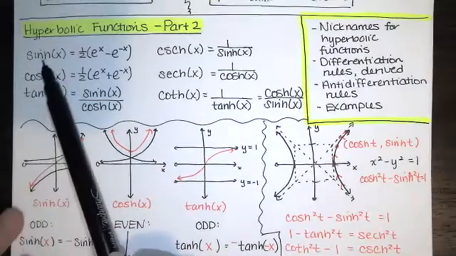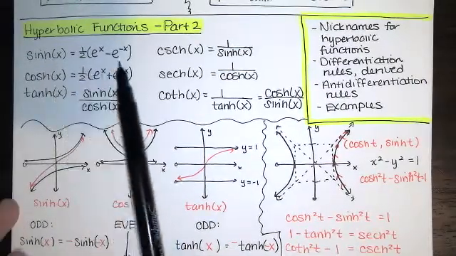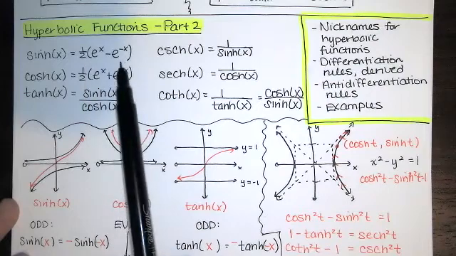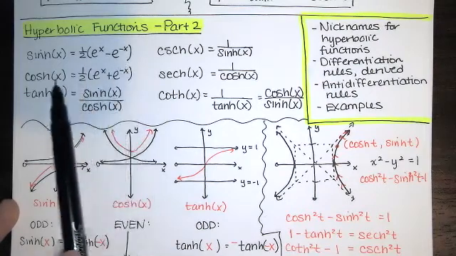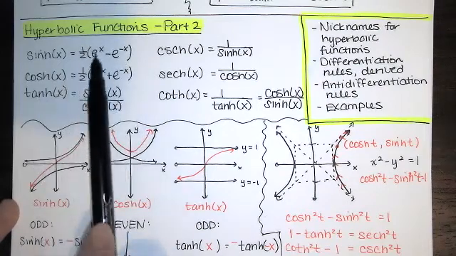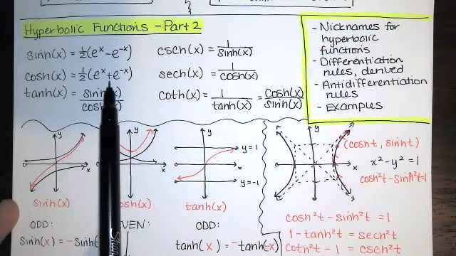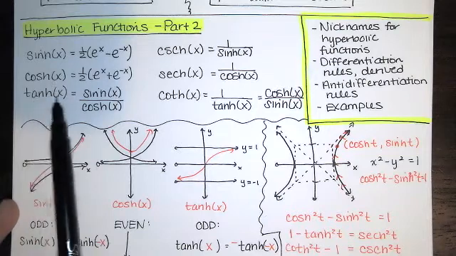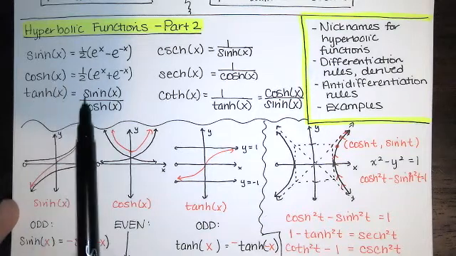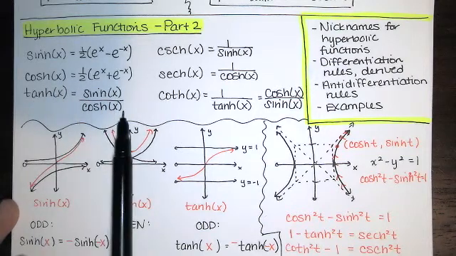The hyperbolic sine of x is this odd combination of e to the x and e to the negative x. Hyperbolic cosine looks almost identical. Instead of having a minus sign there, it has a plus sign there. Hyperbolic tangent of x is defined to be hyperbolic sine over hyperbolic cosine.